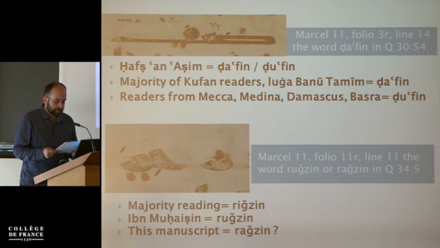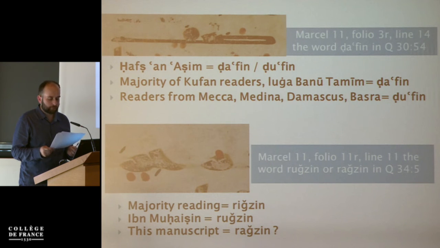For example, in Marcel 11, folio 3, recto line 14, the word da'fin in Surah 30, verse 54, is proposed as da'fin, which is a purely Kufan reading and also used in the dialect of the tribe of Tamim. Therefore, the majority of the readers propose to read du'fin in this place.